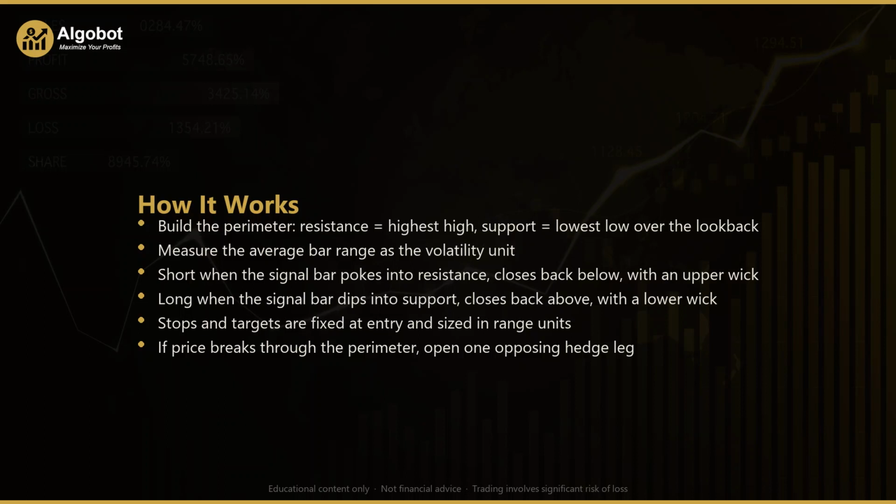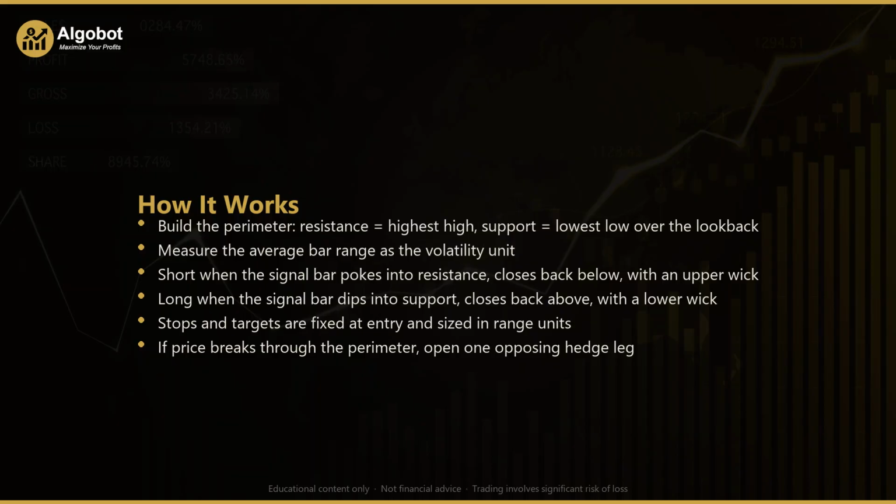Now for the entries. For a short setup, the strategy looks for the signal bar to poke up into resistance. Its high must come within a small buffer of the resistance line. The bar must then close back below resistance, and it must print a dominant upper wick, meaning the wick above the body is at least a set fraction of the bar's full range. When all three conditions line up, sellers have rejected the ceiling, and the strategy signals a short. The long setup is the mirror image. The bar dips into support, closes back above it, and prints a dominant lower wick, showing that buyers rejected the floor.